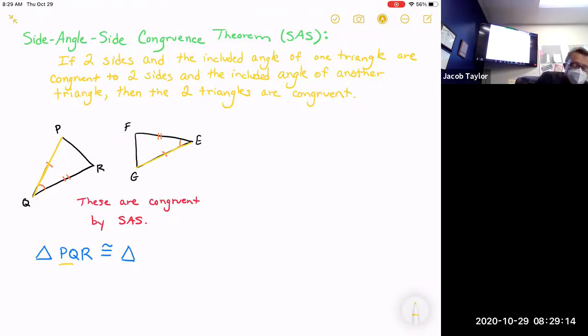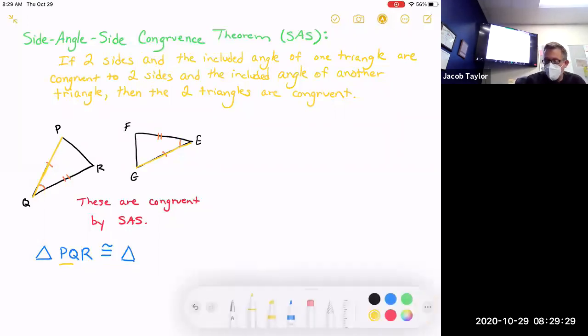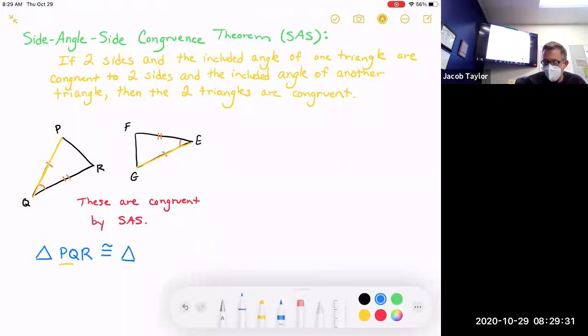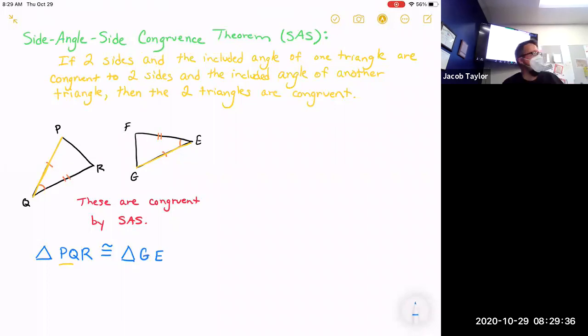Because what's the same? How do you know that G and P are the same? Exactly right. Q and E are the congruent angles. So Q and E must be in the same spot. Since Q is in the middle in the first triangle, E must be in the middle of the second triangle, which means instead of EG, I must go GE. I don't really have to stress about the third one. There's only one letter left. It has to be F.